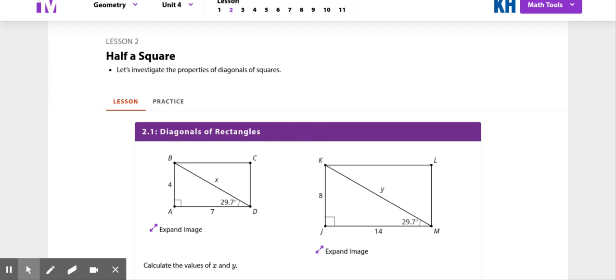All right, welcome to Unit 4, Lesson 2, half a square. We're going to investigate the diagonal of a square, but to begin with, we're going to look at the diagonal of rectangles. So on the intro, the warm-up 2.1, I want you to calculate the value of x in the first rectangle and calculate the value of y in the second rectangle. So if you go ahead and pause the video for a second and find those values.